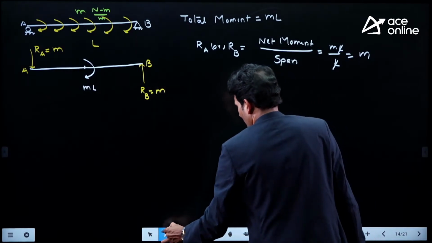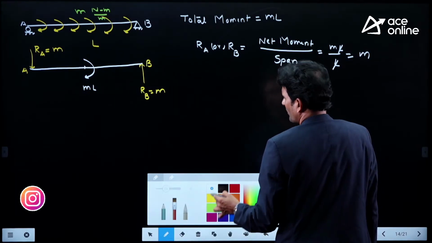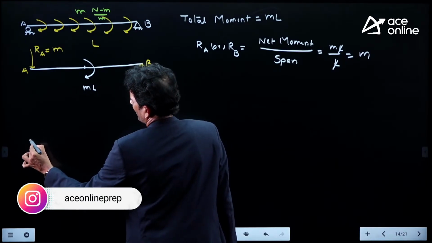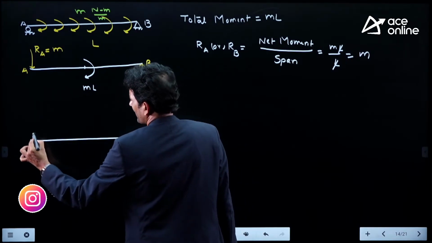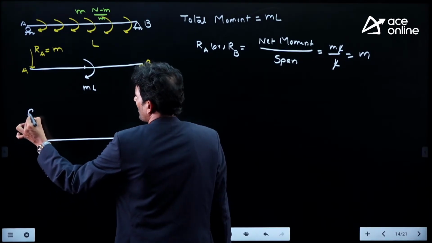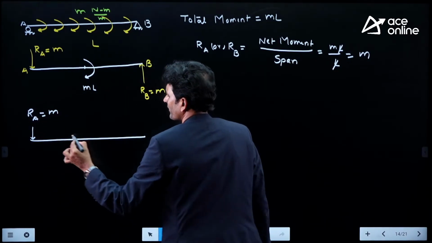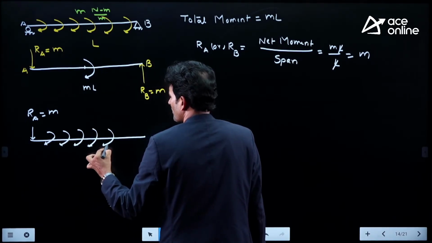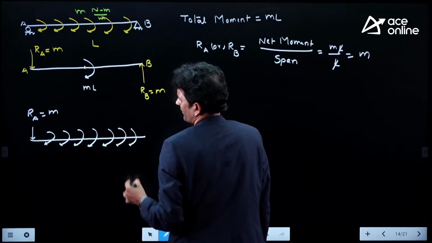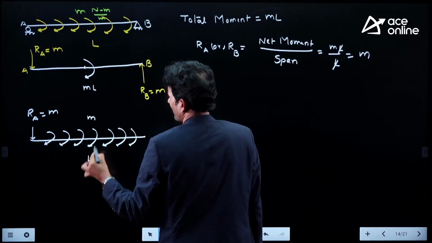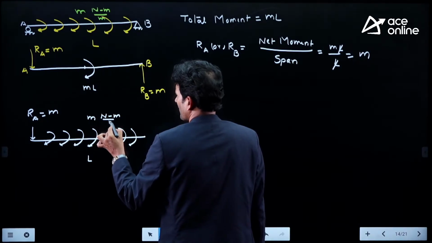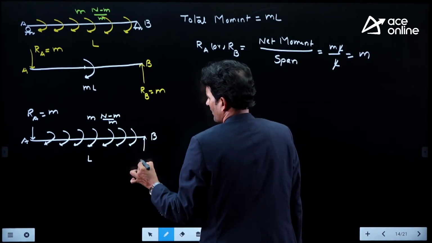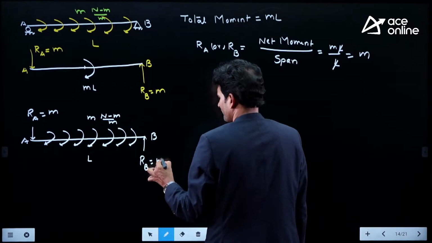Then come down to the original diagram. Once we find the reactions, you come back to the original loading condition. Now, this is the original load acting on the beam. Here we have reaction RA with a magnitude of M. Now we are using a uniformly distributed moment over a length of L, M Newton meter per meter. Let us say this is A and this is B, with RB equal to M.